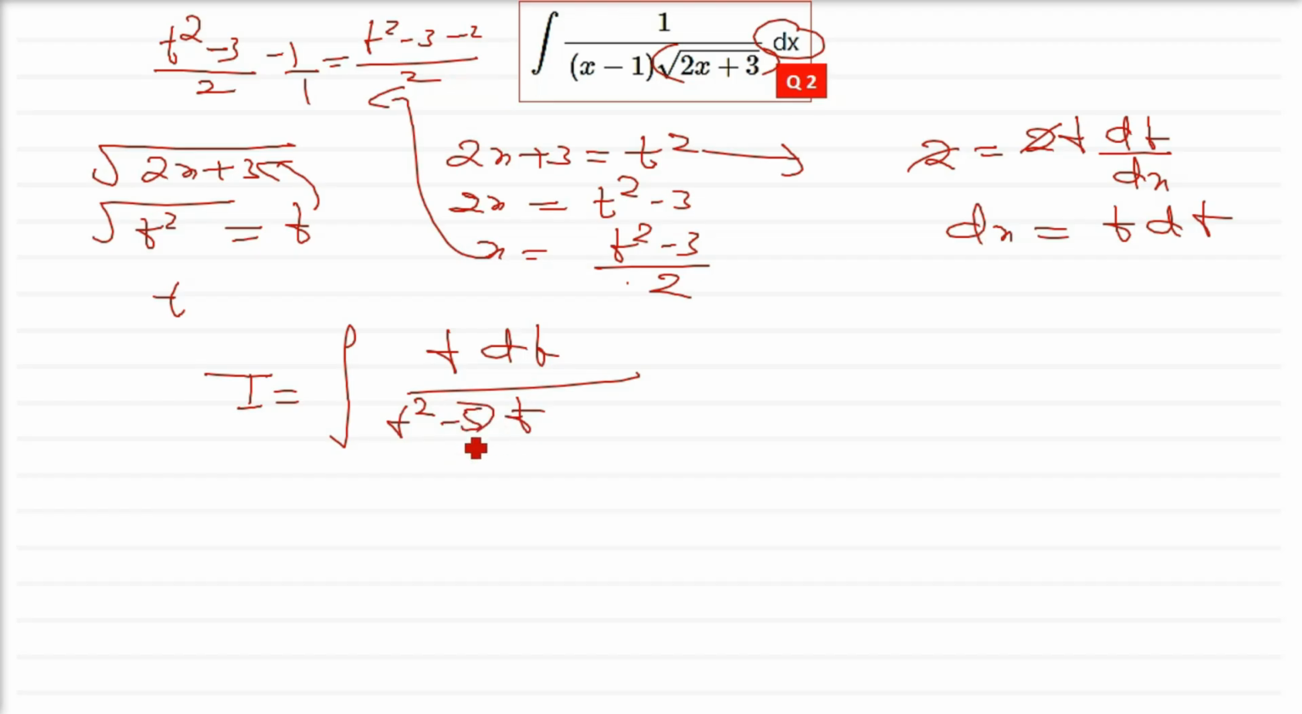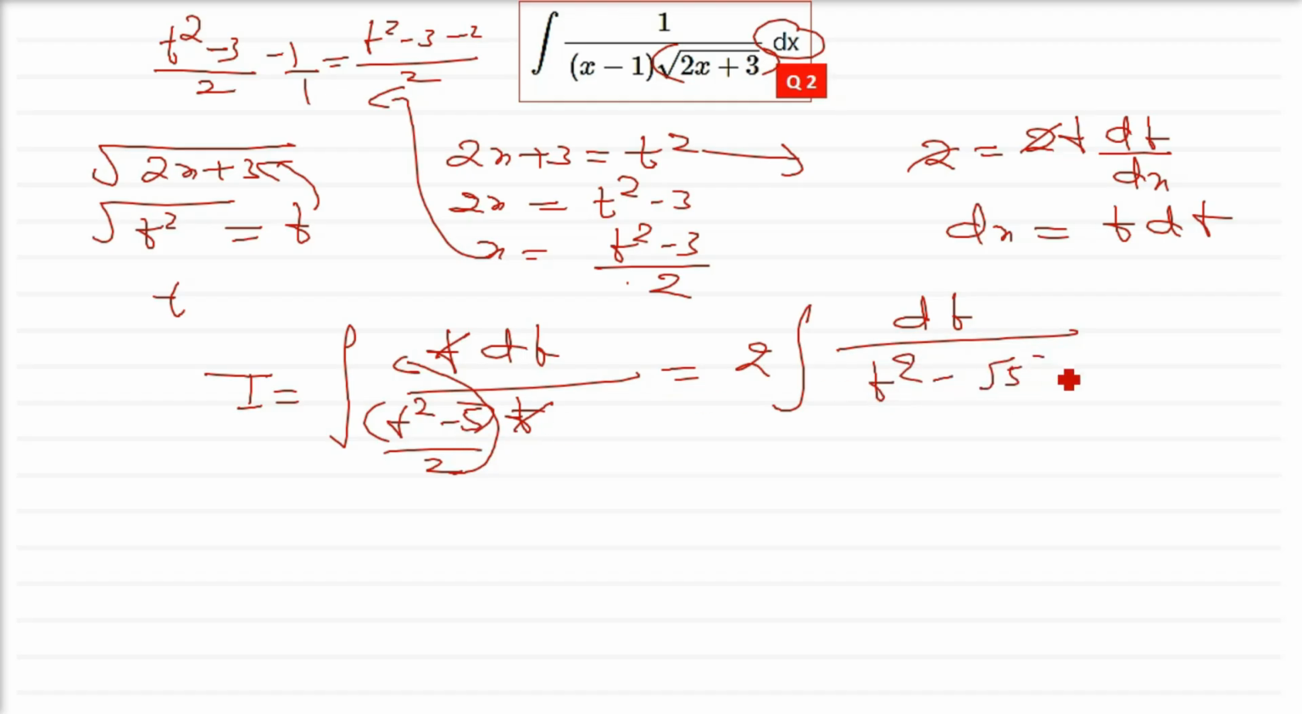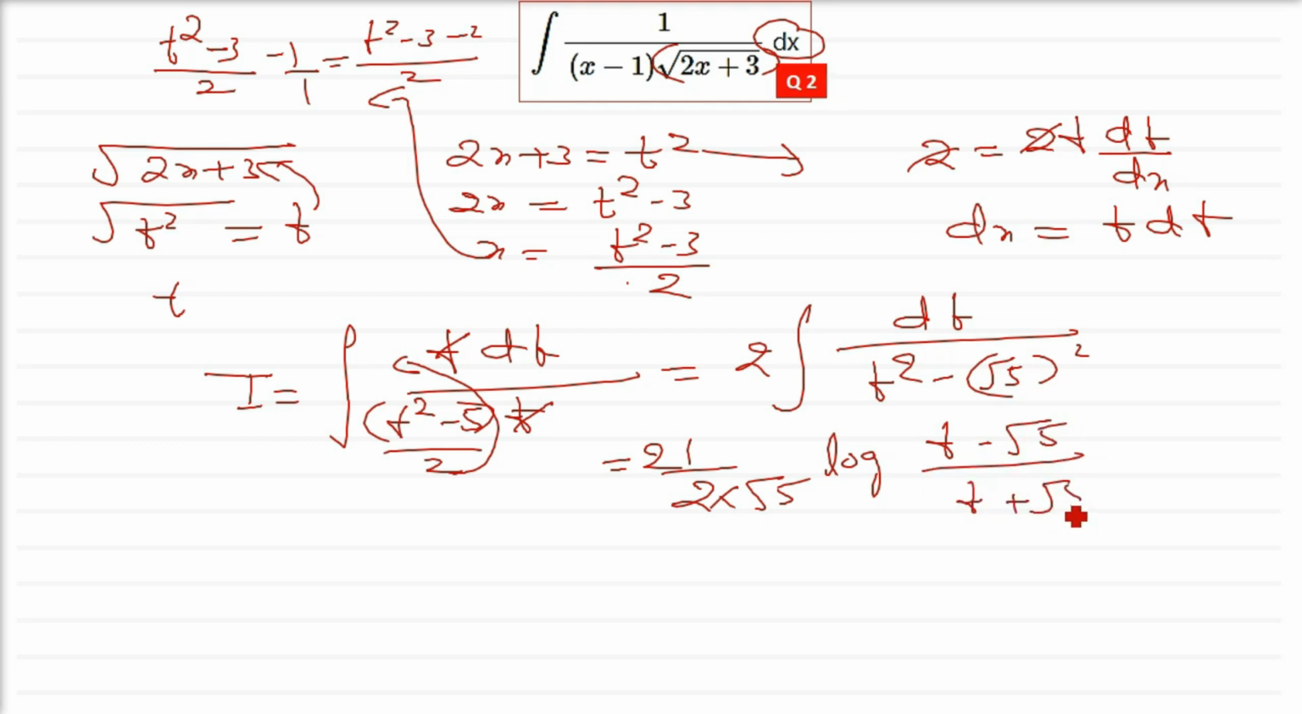So t square minus 5 remains in the denominator. 2 will go up. T gets cancelled. So we are integrating with the 2 outside. Dt divided by t square minus, now let's make it a perfect square, under root 5 whole square. So 1 by 2a, 2 also is there, log of x minus a by x plus a. So t minus root 5 divided by t plus root 5 inside the modulus sign plus a constant of integration. So the final integration will become like this.